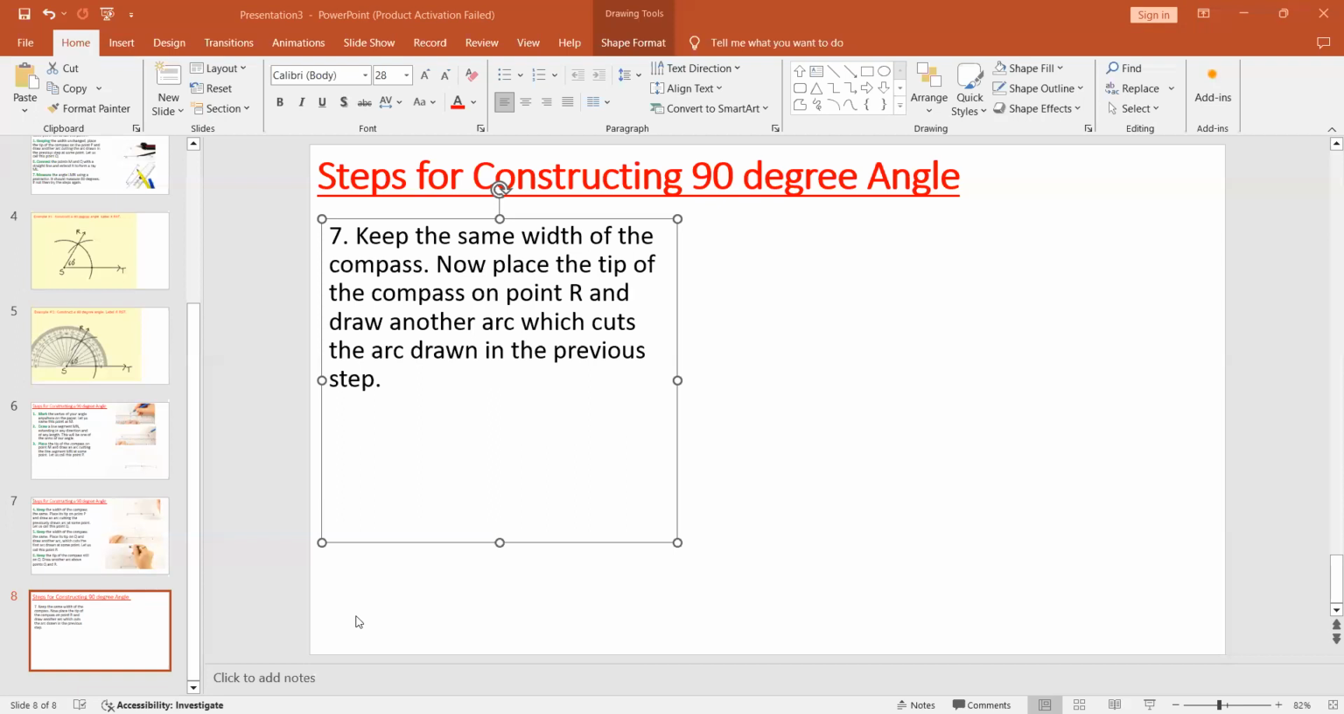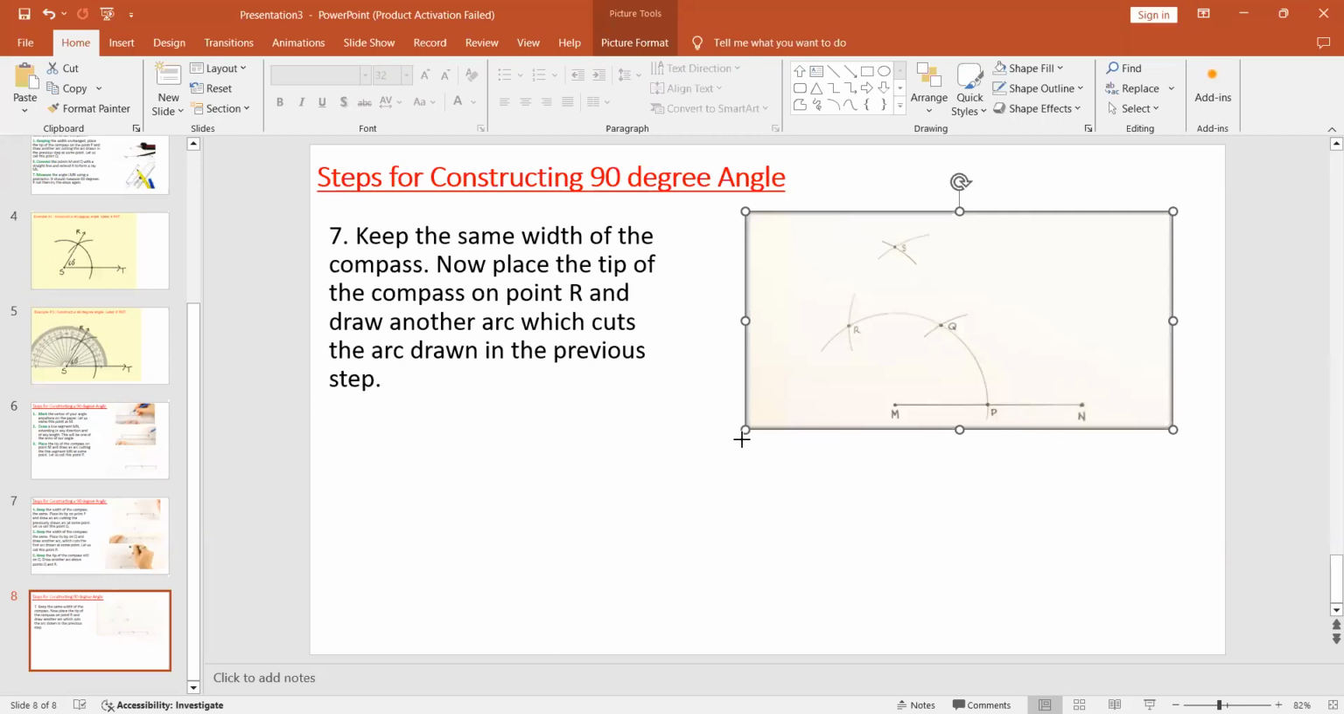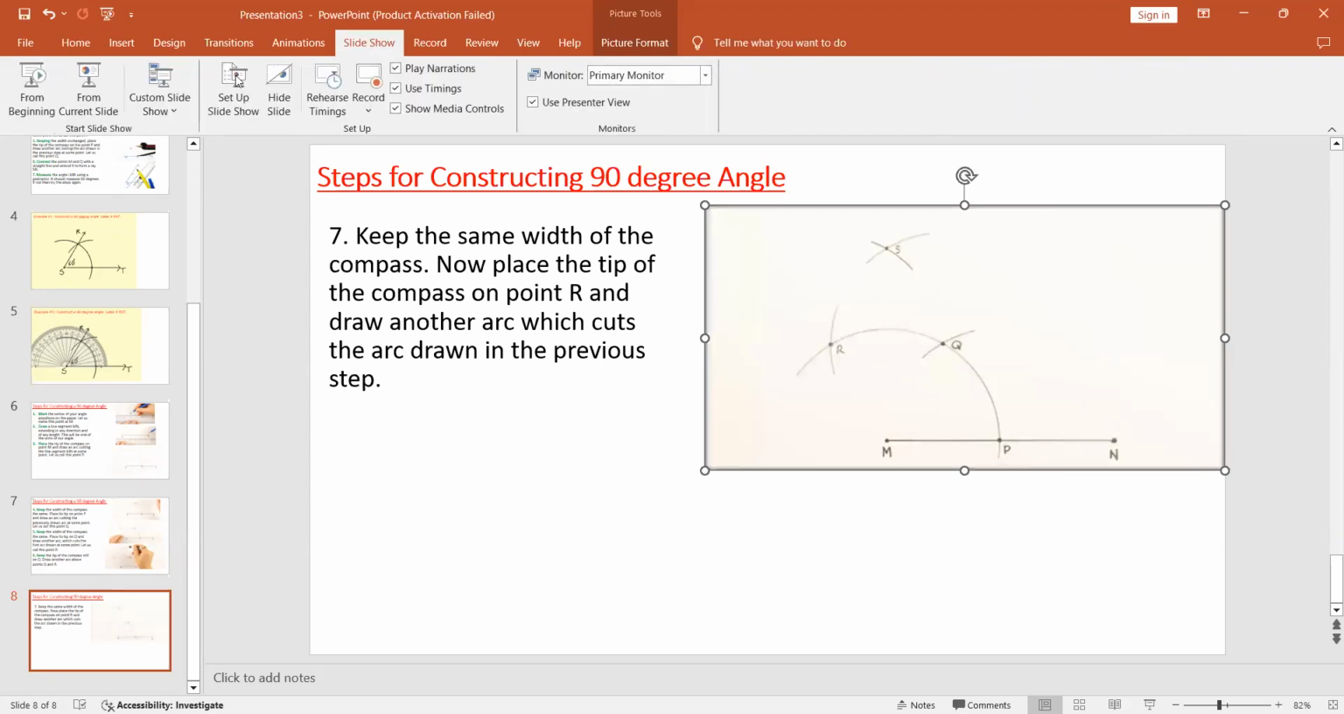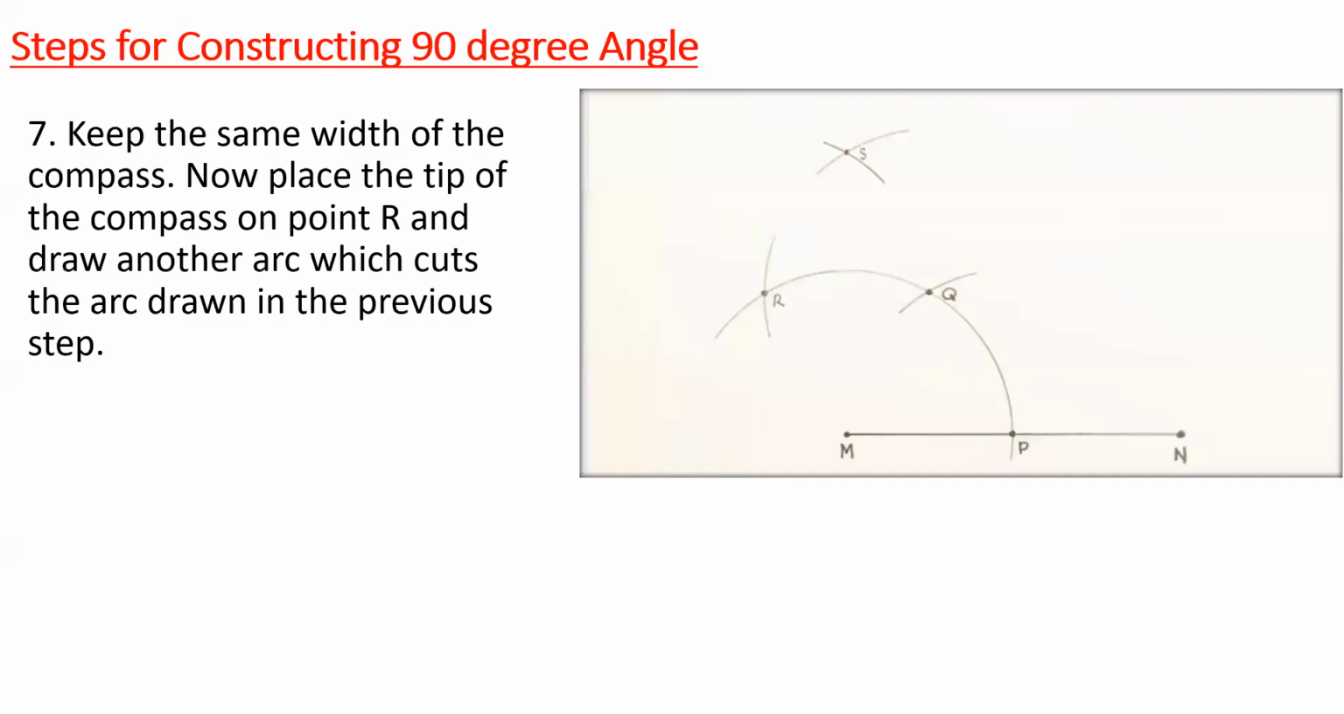So let me show you what I mean by this. If you look carefully, what we did was we came to this particular point, point R. And what we did was we drew another arc. And this arc intersects the first arc that we had already drawn, all right? So we went to R and we drew another arc like this. And that intersects the first arc we had already drawn. And that's going to be called point S, all right? And then the final thing that we're going to do is that we're just going to draw a line straight down in the middle. And that line is going to be the 90 degrees, okay?